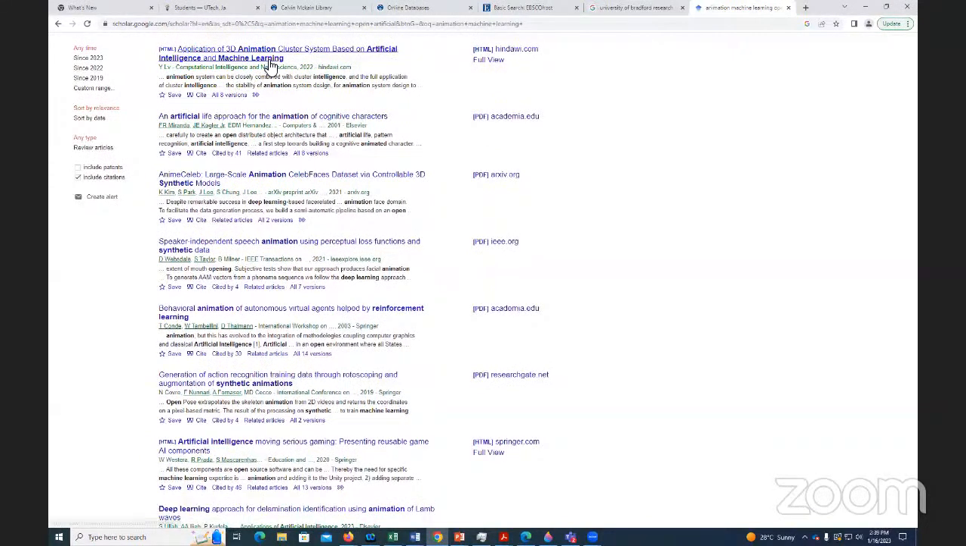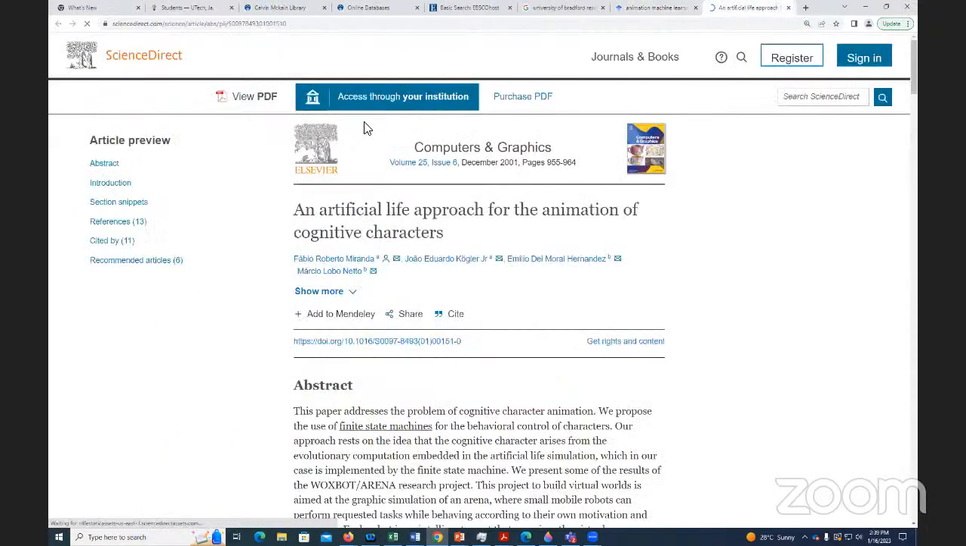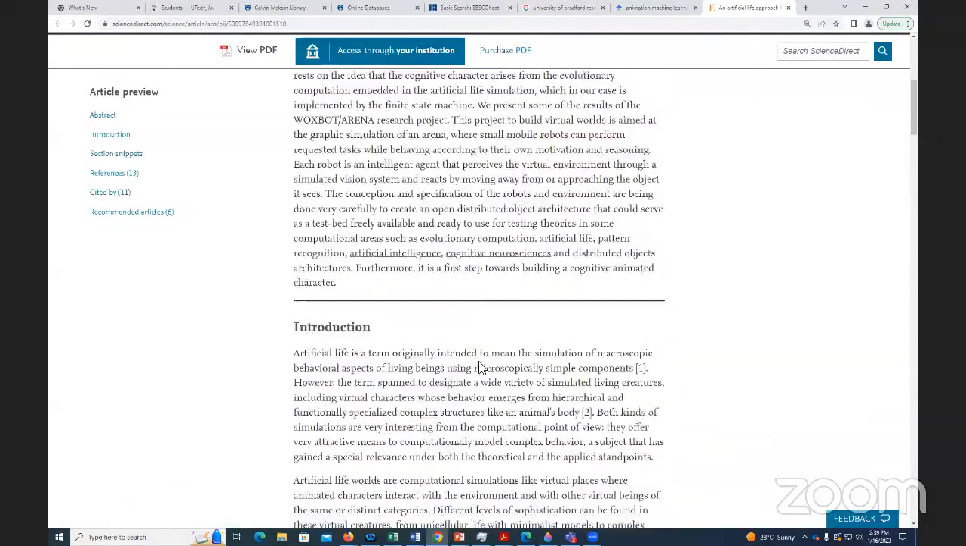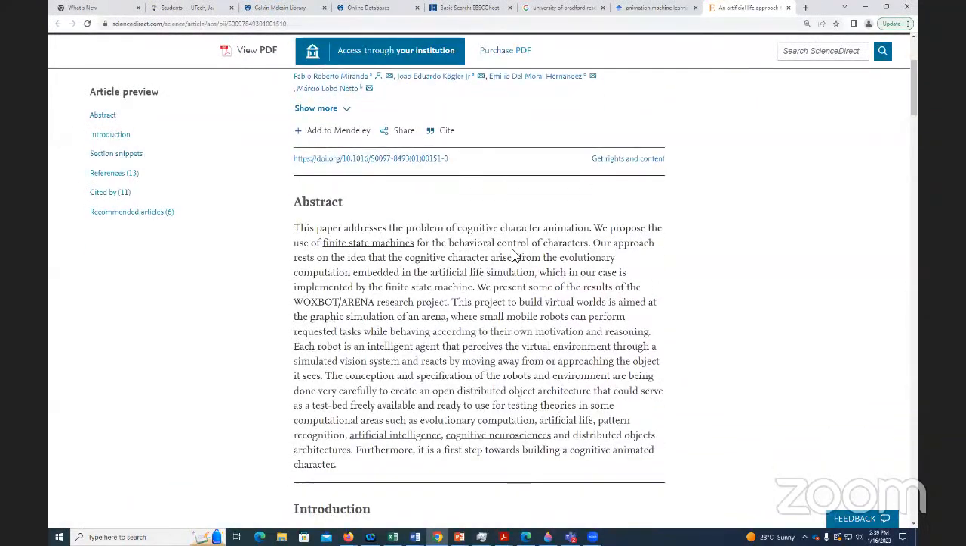So this is animation, and I was saying, oh, this is cognitive characters. What's a cognitive character? I don't know, you guys. I've never seen that term. So let's look and see what this is. The abstract should tell us.